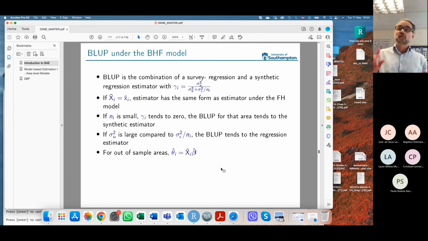Okay, and for out of sample areas, you can get a predicted value for the parameter of interest. In this case, this is the mean in area i, which is equal to x bar i times beta hat. So again, you use the aggregates of the x's and multiply them by the estimated regression coefficients, and that will give you a predicted value of theta i.